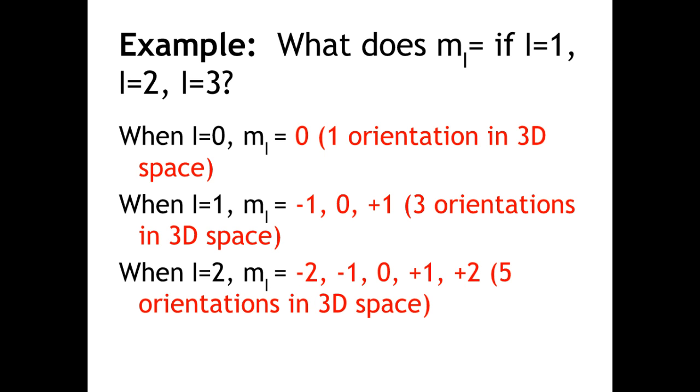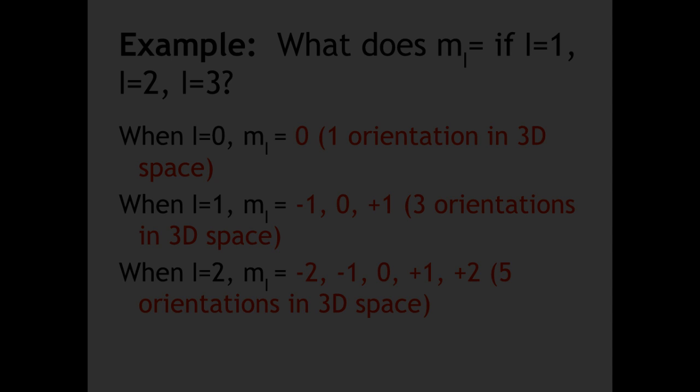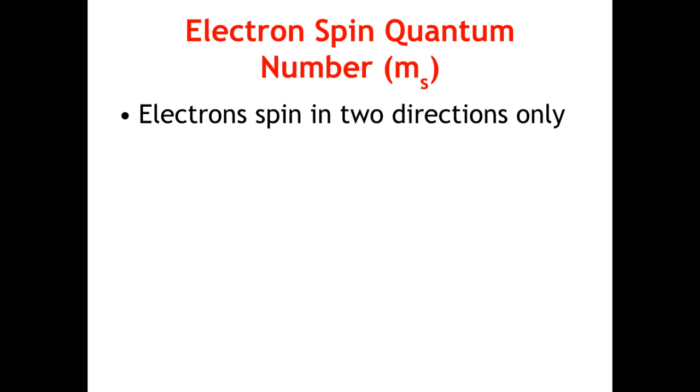So if L is 2, we'll have m's of L: negative 2, negative 1, 0, positive 1, positive 2. That's 5 orientations in space. And the last quantum number is the electron spin quantum number. And what does that mean? Literally, it says it for you. Electron spin.